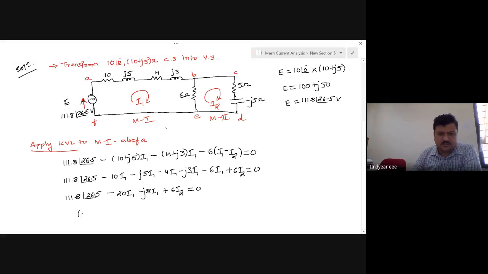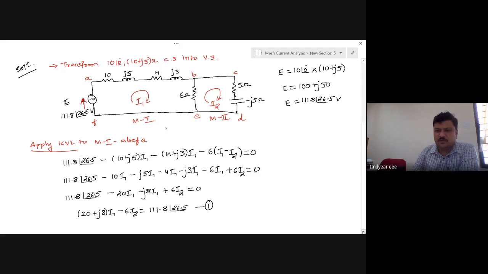I can write this as (20 plus J8) I1 minus 6I2 equals 111.8 at an angle 26.5. Or if you want, write the voltage in the rectangular form, then also it is fine. This is equation 1.